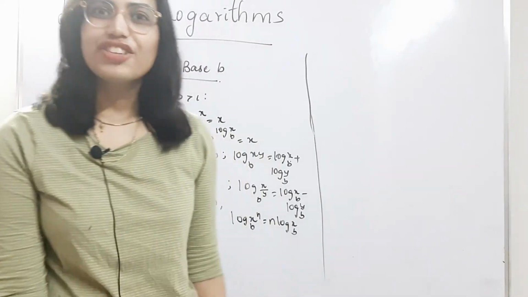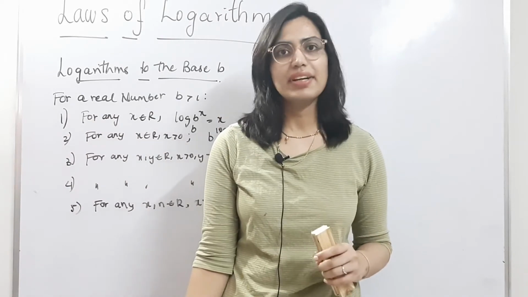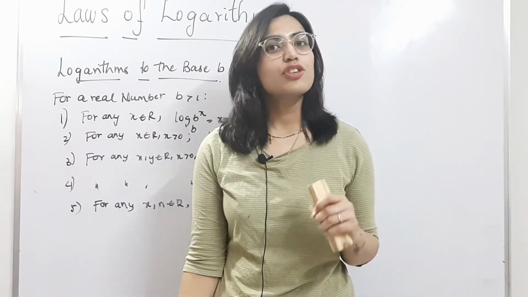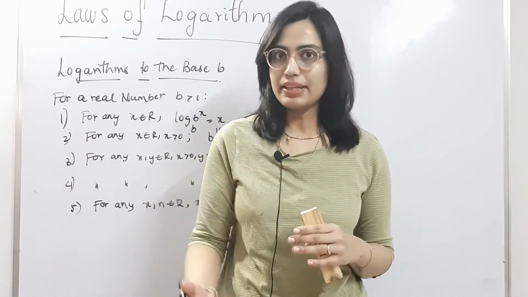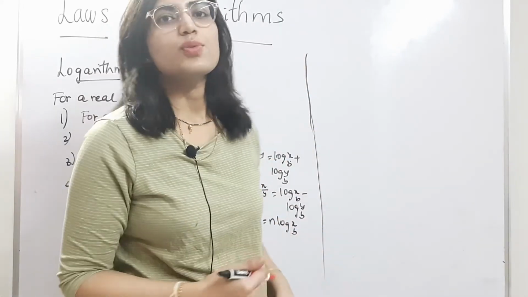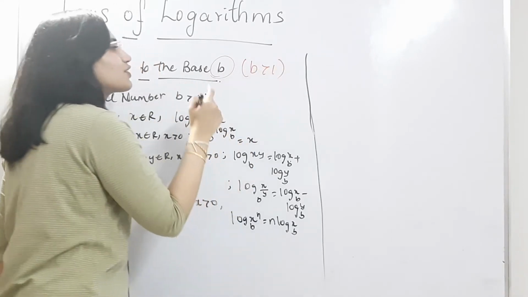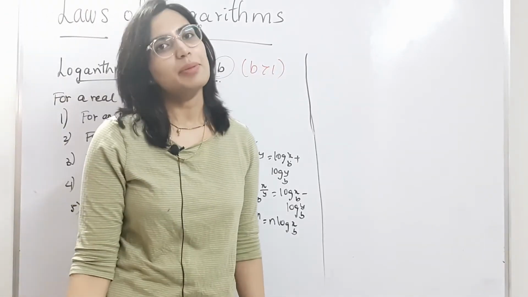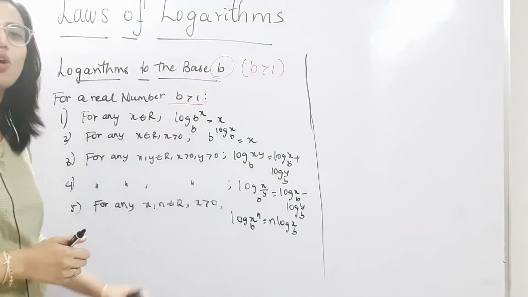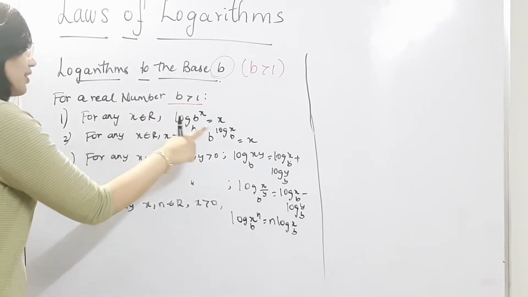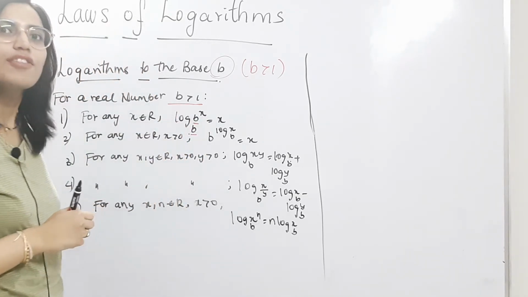As I told you in the introduction, we have seen all the laws up till now to the base 10, by considering the logarithm to the base 10. But I have also told you that these laws are applicable to other bases as well. If we call that base b, where b is greater than 1, I have shown you why the base should be greater than 1 in my previous video. If the logarithm is to the base b and b is greater than 1, then all the laws that we have seen so far are applicable. Here what I have done is I have just put base b instead of 10.